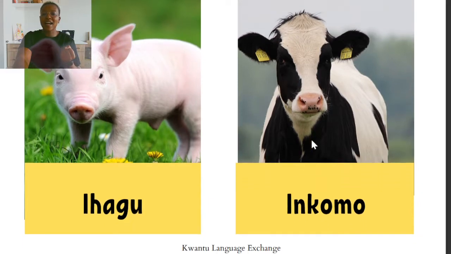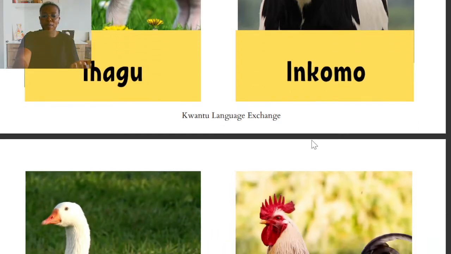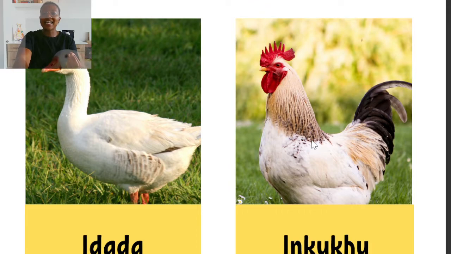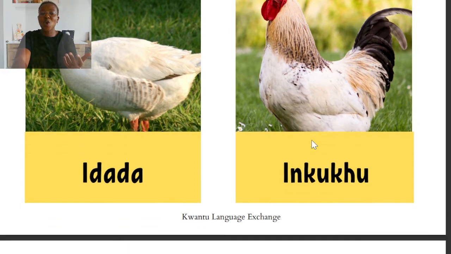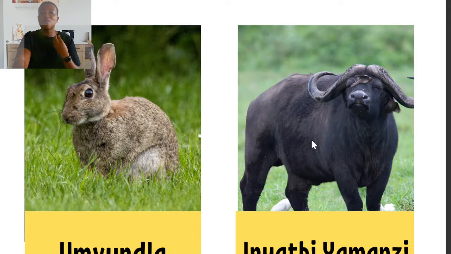Ihagu. For a cow, inkomo. That's that NK sound. Inkomo. For a duck, idada. Easy. Idada. Dada also means swim. Fun fact. Idada. For a chicken, inkukhu. Inkukhu.